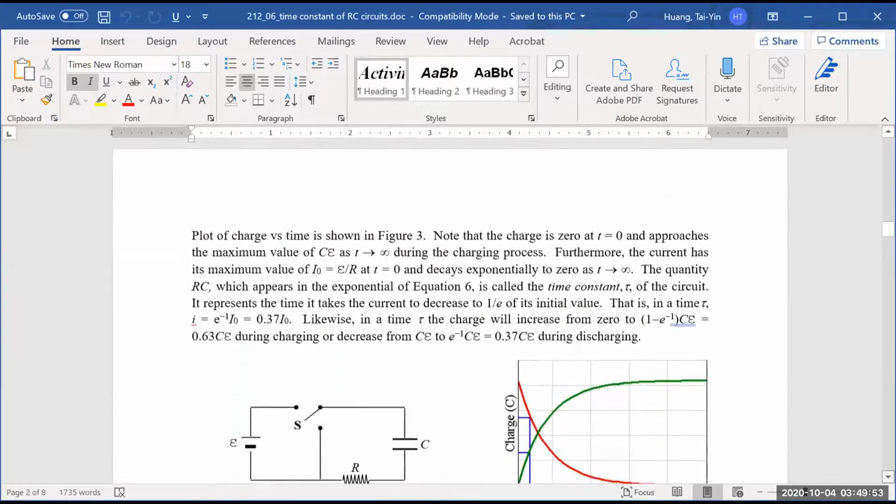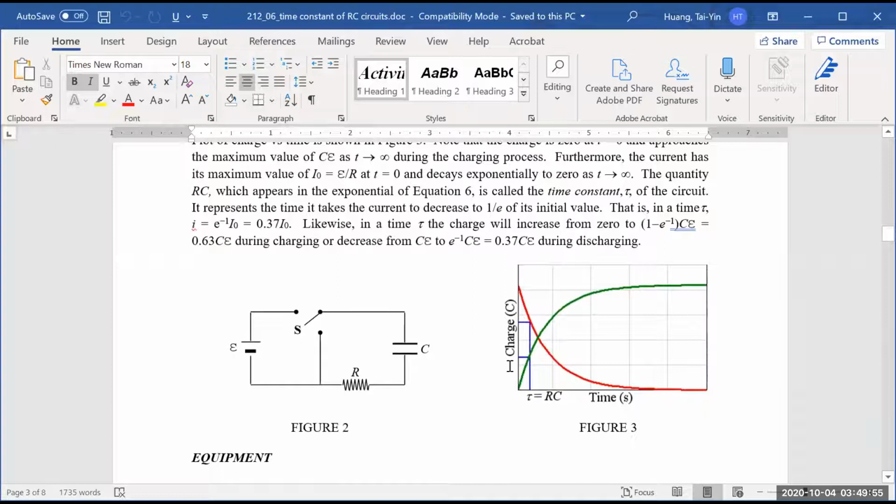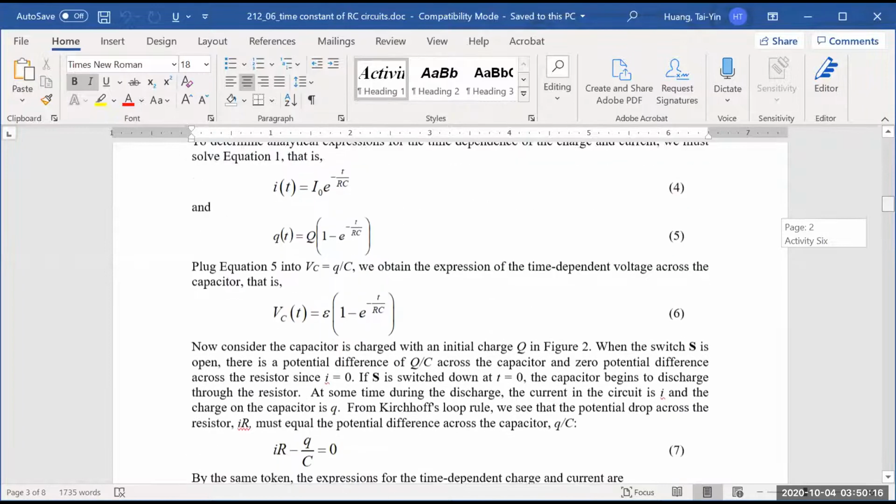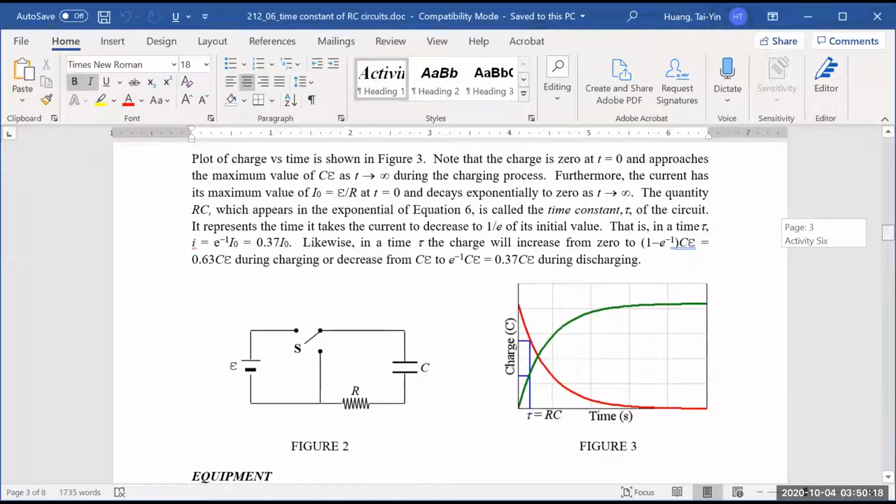So you can see that during the charging process, the charge on the capacitor can be represented by the green color curve. So it's charging exponentially like this. And then once the time approaches infinity, or after a long time, it levels off and reaches a plateau. No more charge can be added. And then we can also simulate a discharging process.